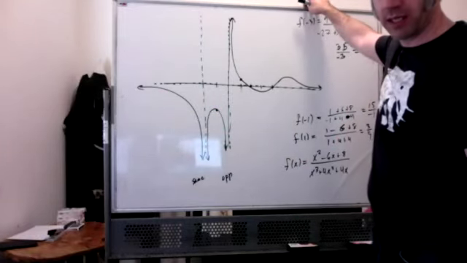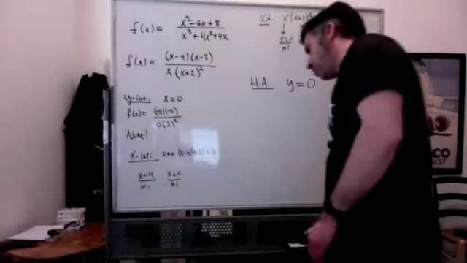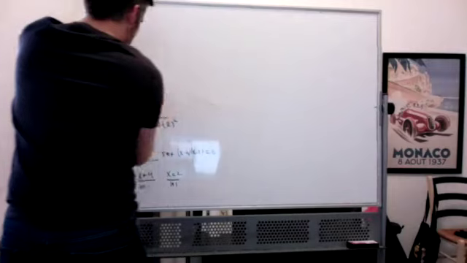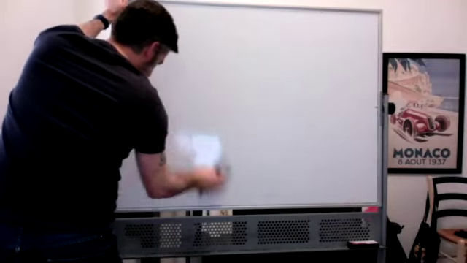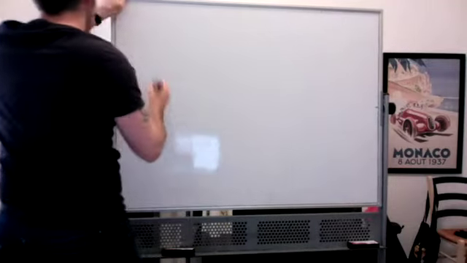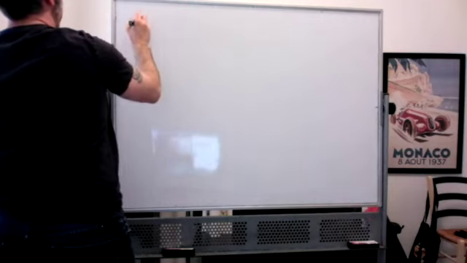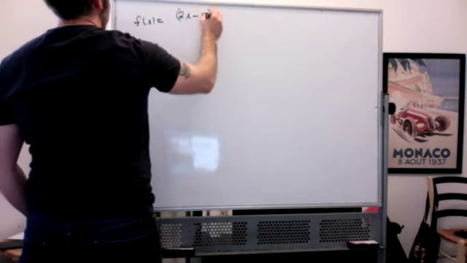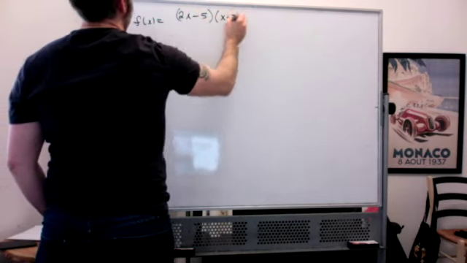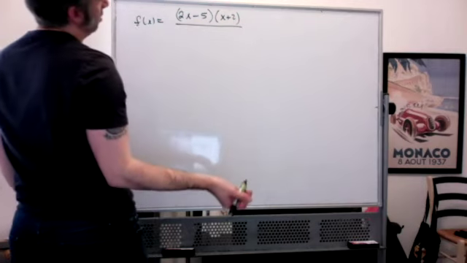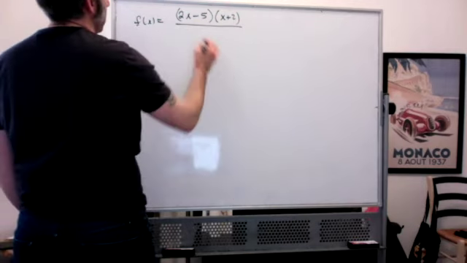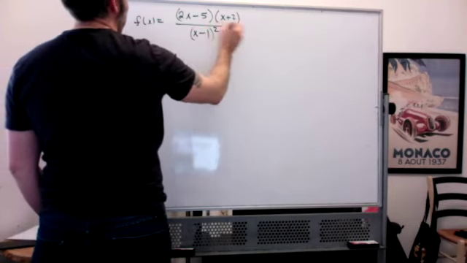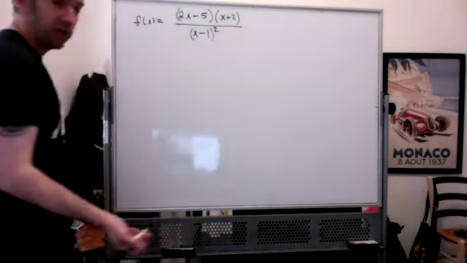Okay, let's look at one more example. We got time for one more. Let's see. I'll just start. So let's say we want to graph f of x equal to 2x minus 5 times x plus 2 over x minus 1 squared. Let's find all the things.